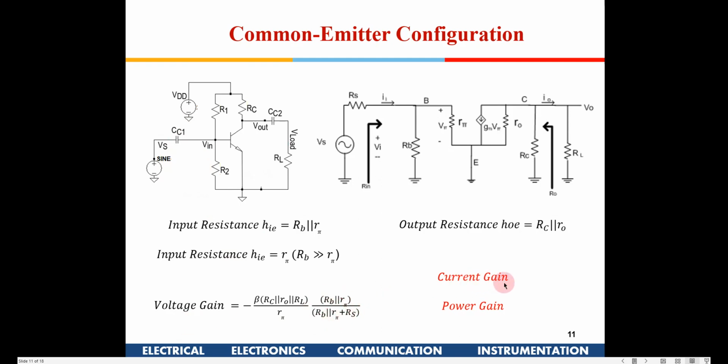Now there will be a current gain in this amplifier also, because IB is flowing here, and beta times IB is flowing here. So this amplifier provides current gain, it provides voltage gain, and it also provides a power gain. Now where is that additional power coming from?